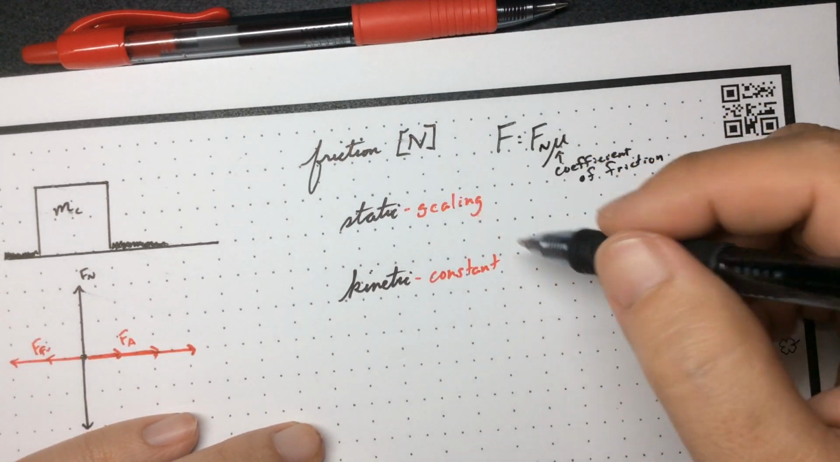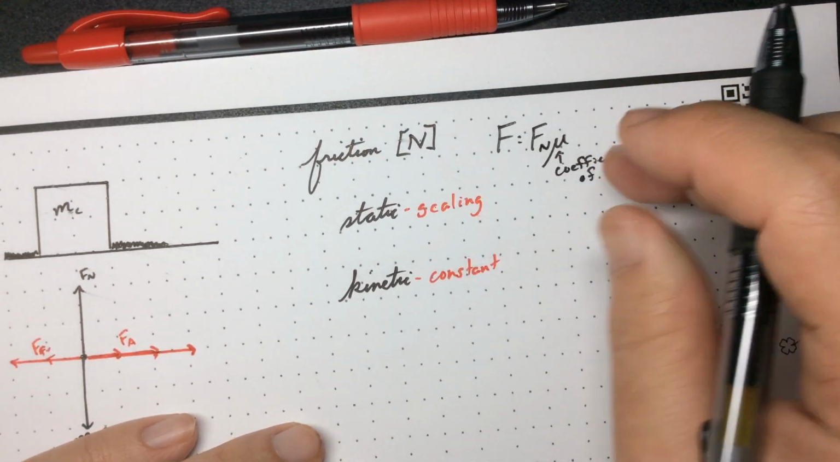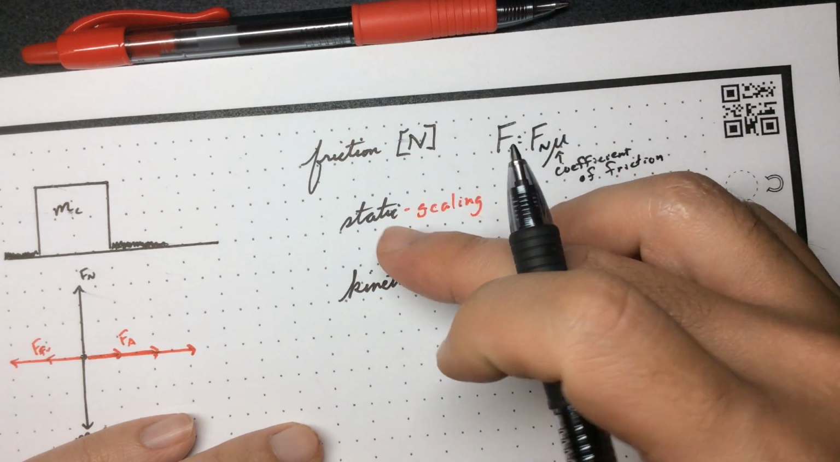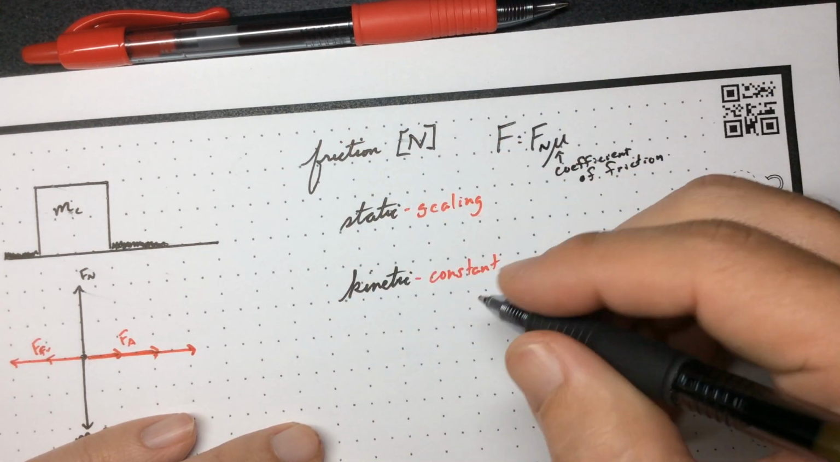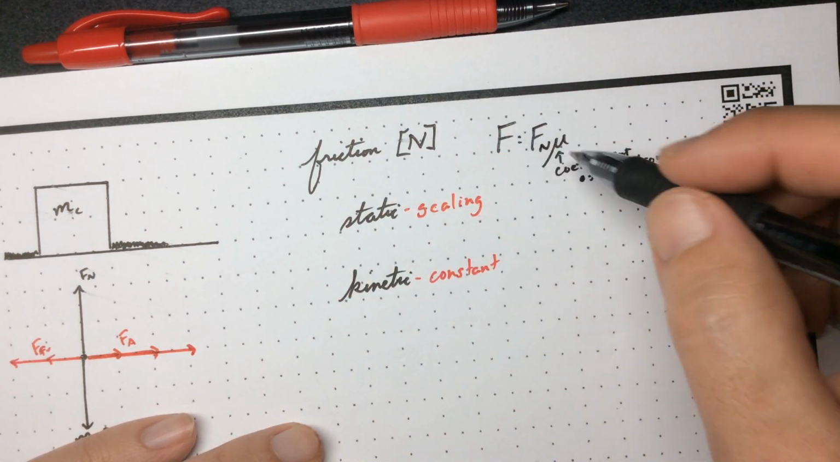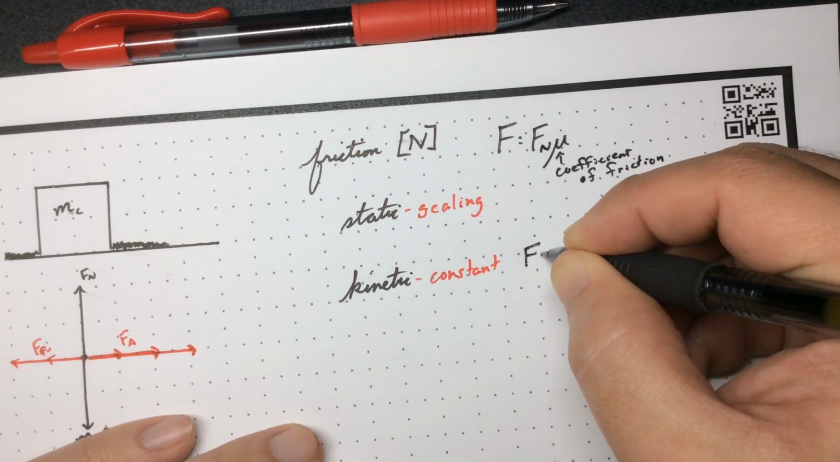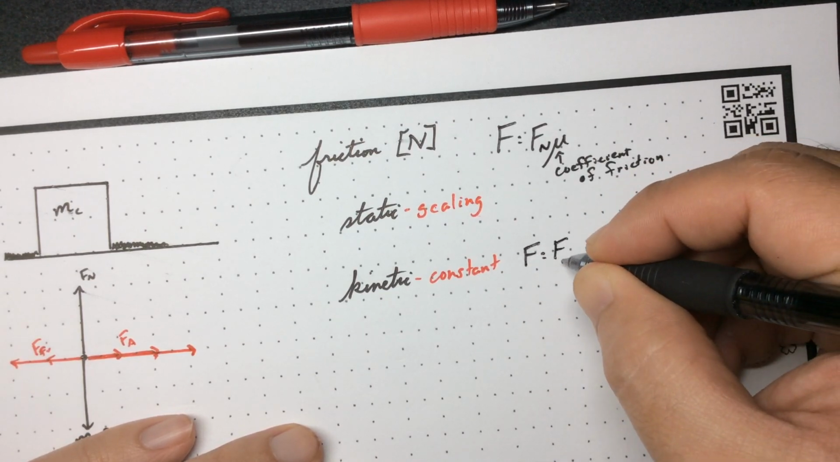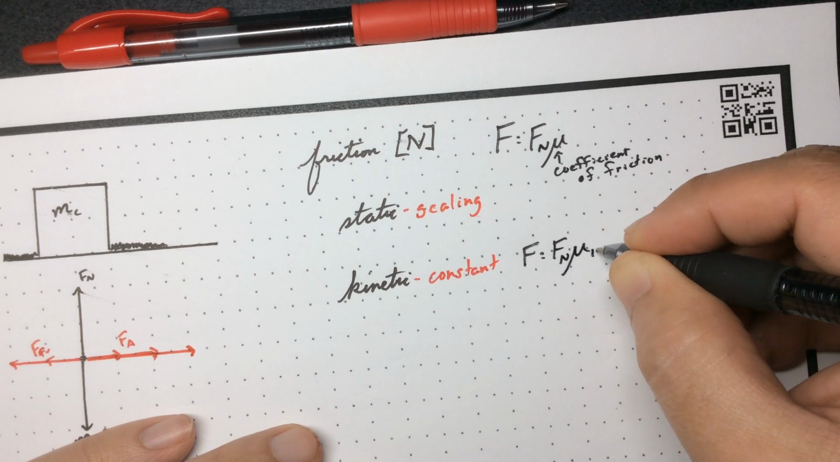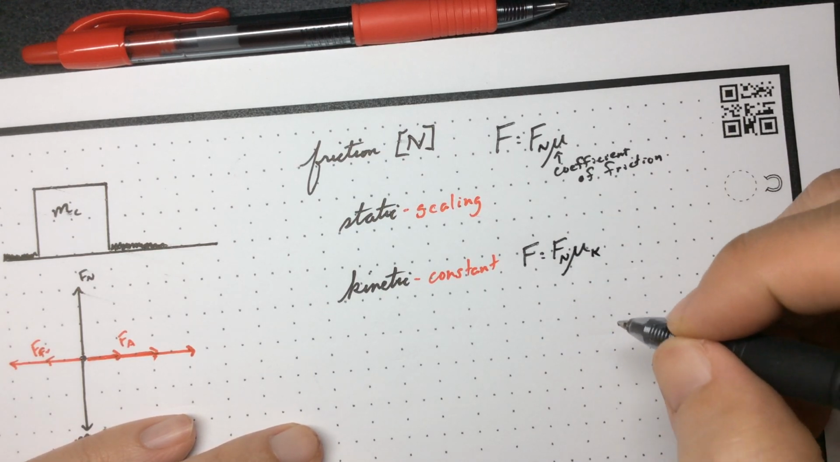One's going to be for static friction, the other one's going to be for kinetic friction. And so like I said, static friction is going to be a scaling number, whereas kinetic friction is going to be a constant value. So this equation is more accurate for kinetic friction, and I'm going to put a little mu k there for kinetic friction's coefficient.